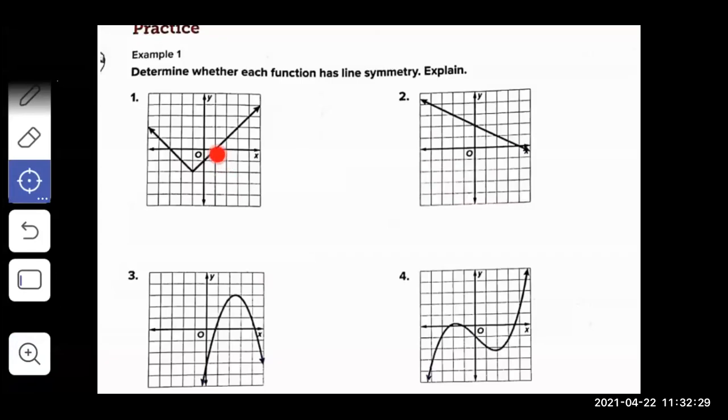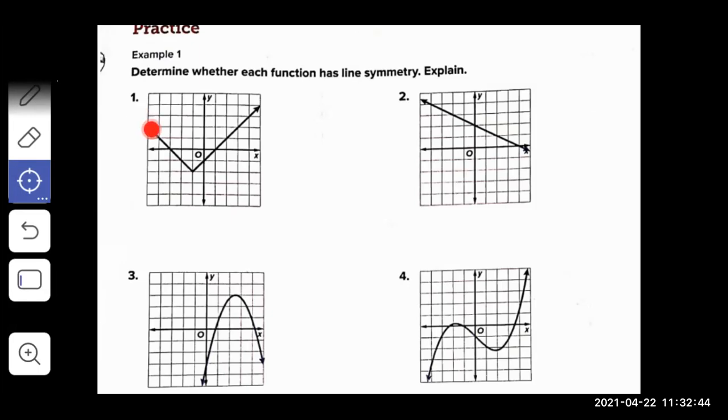Okay, this is on page 187. And what we are asked here is to determine whether each function has a line of symmetry, and if it does, we have to explain what it is. Okay, let's have a look at this one.